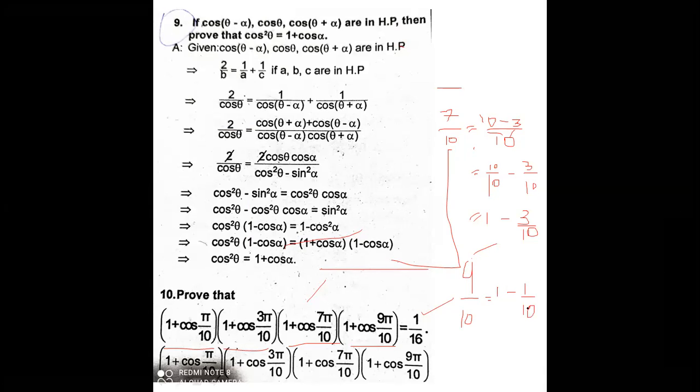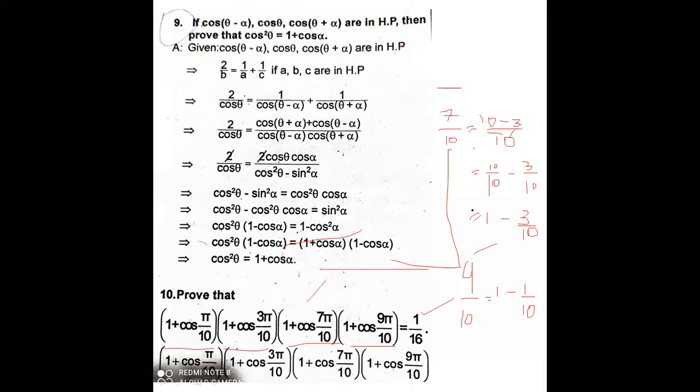Right? So instead of 7 pi by 10, I'm going to write 10 minus 3 pi by 10 and 10 minus pi by 10. And if I split it, what will it be? 1 minus 3 pi by 10 and 1 minus pi by 10. Okay, I'm splitting over here. I hope you can understand now.